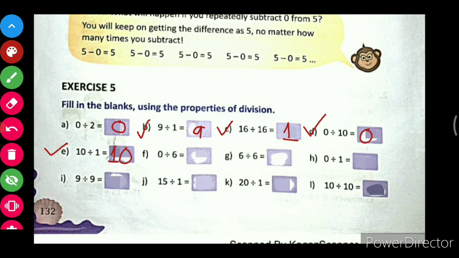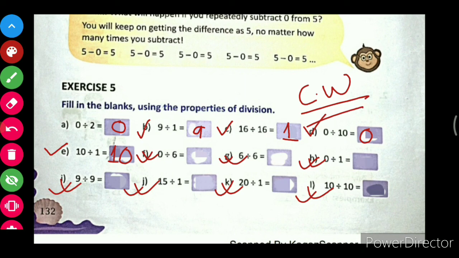Now the rest of it, that is F, G, H, I, J, K, L, these questions you have to do in your classwork copy. Don't forget to mention today's date. I hope you have understood the properties of division and you can do these questions by yourself very easily. So that's all for today.